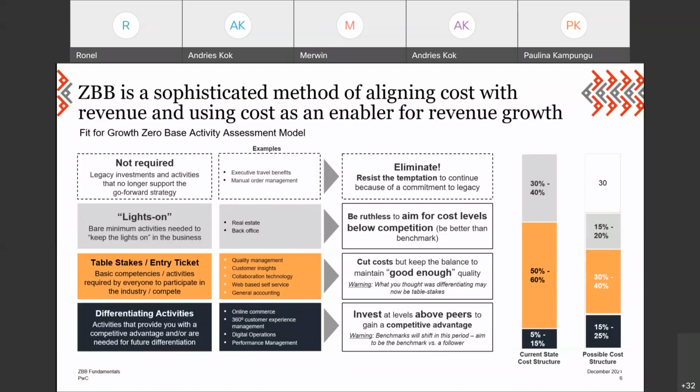We're identifying the categories that Bernard spoke about now. What are some of the things that are not required, that are legacy, that are coming into our plan? What are some of the things that keep the lights on but can be minimized? What are the table stakes or the entry tickets? And what are those differentiating activities that are really going to grow our revenue and basically get us to a more favorable position? We will get into a bit more slides a little bit later on in terms of the detail of zero-based budgeting.